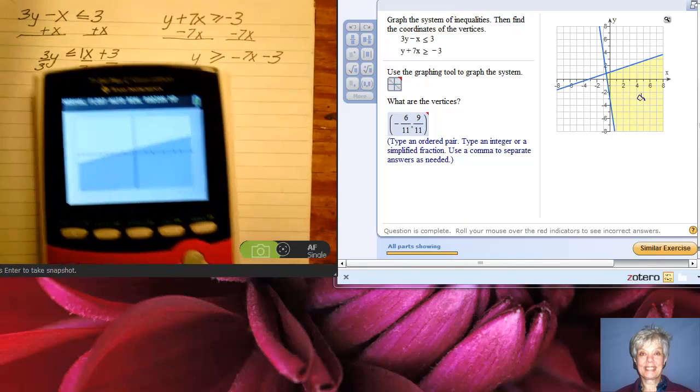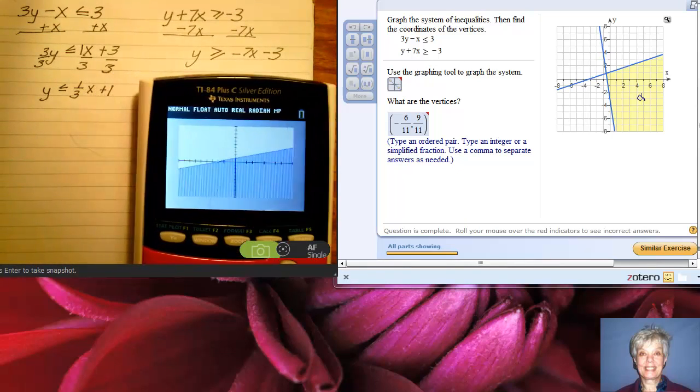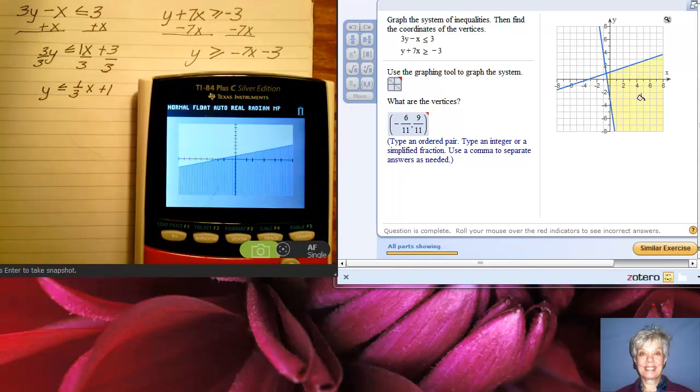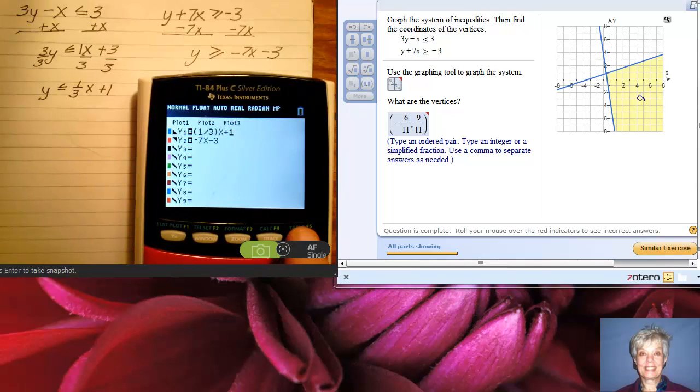Okay, now let's do this one. I'll go back to y equals. I'll go down to y2. And I'm going to graph negative 7x minus 3. Remember that the negative button and the minus button are two different buttons. Now I'm going to graph y2 on top of y1.